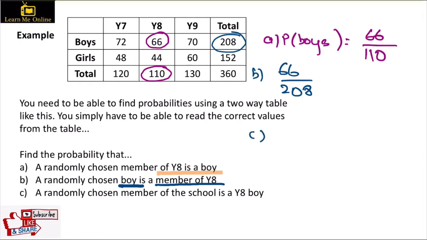Reading part C: a randomly chosen member of the school is a year 8 boy. Now there's the word school, so from the total school. We know the total students in the school is 360. And because we are looking for the year 8 boys, the number of year 8 boys is 66. So see that in all parts A, B and C, we are finding the probability of the boys but in different ways.